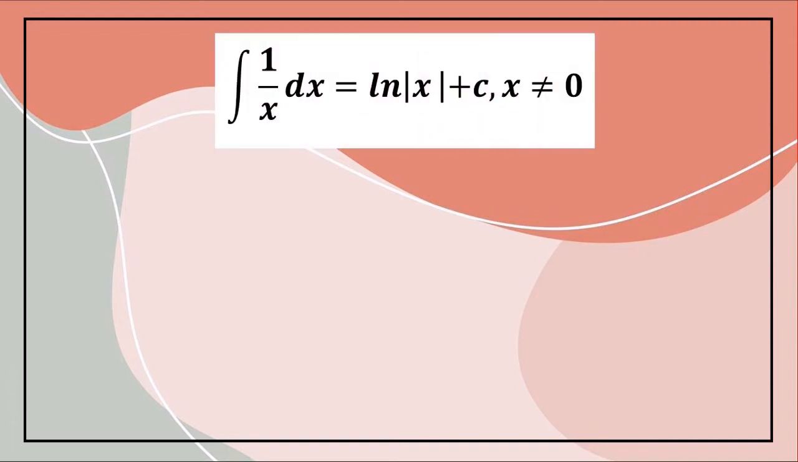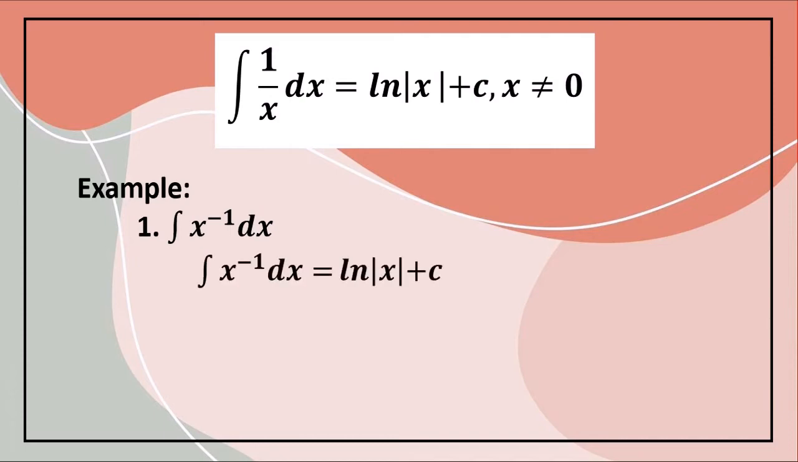The next property is the indefinite integral of logarithmic function. The indefinite integral of 1 over x dx is ln absolute value of x plus c, where x is not equal to 0. Let's have an example. Number 1, the indefinite integral of x raised to the power of -1 dx. x raised to the power of -1 is also 1 over x. So the answer will be ln absolute value of x plus c.